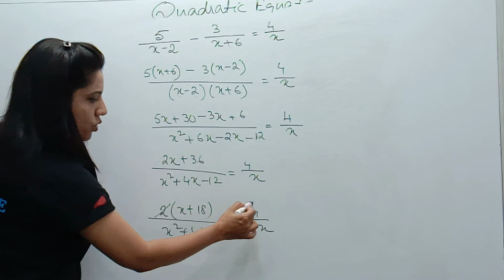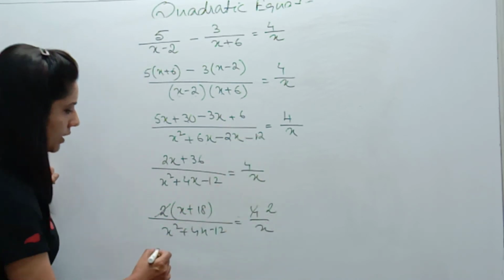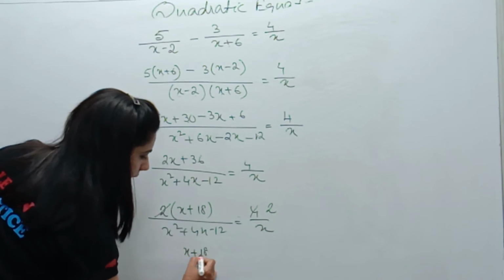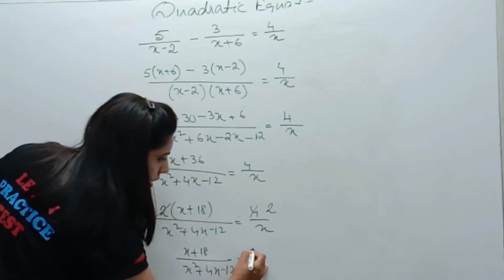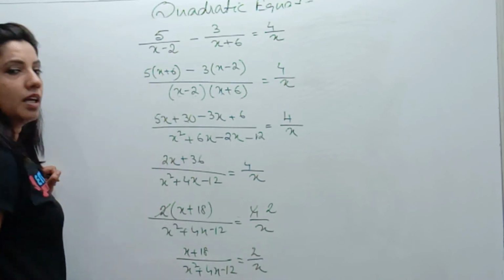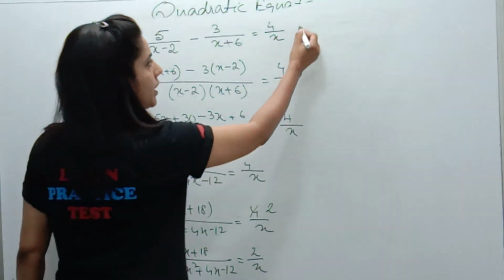Just cancel this 2 and this 4. 2 2's are 4. So we got the equation as x plus 18 upon x square plus 4x minus 12 is equal to 2 upon x. After this we have to cross multiply. So I'll do it here.